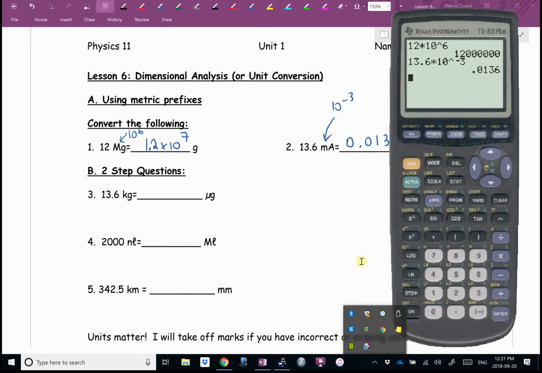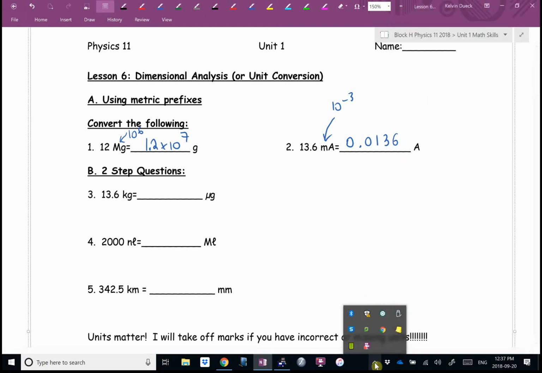Two-step questions. Can you see why I call it a two-step question? We're going from one metric prefix, kilo, to another metric prefix, strange funky thing. This is where I'm going to give you the conversion factor chain method. This works for anything. It's not always the quickest method, but it'll always work.